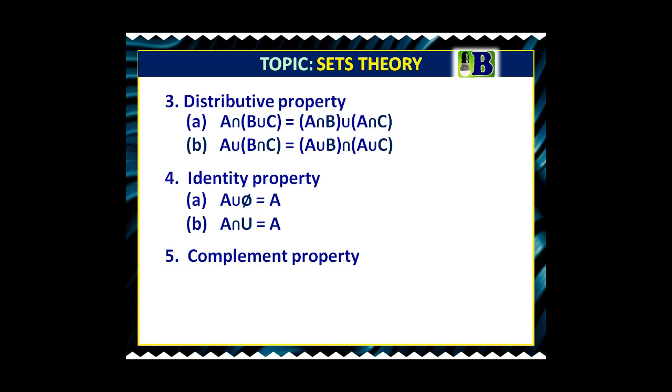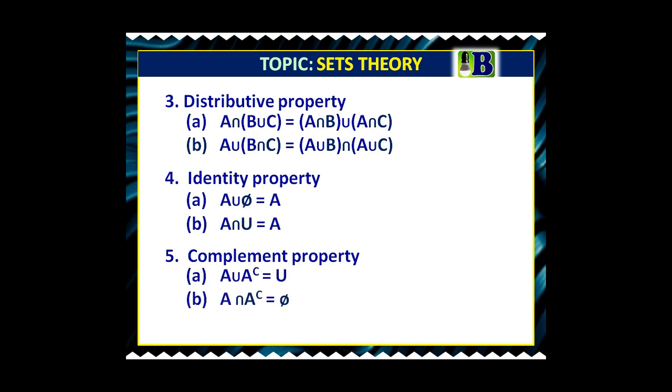The identity properties. These properties have to do with the combination of a particular set with another set to produce the same set. So if you look at the first one here, we have A union the empty set is equal to the set itself, which is A. Then A intersect the universal set is equal to A.